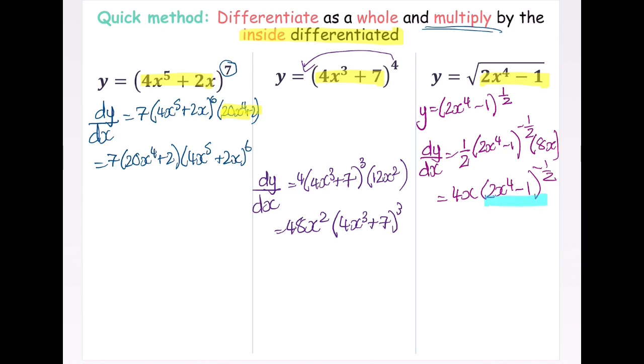Now this we can rewrite as 4x over the square root of 2x to the power of 4 minus 1. That's it. I don't want to do anything more to it. Okay, so that's your quick trick.